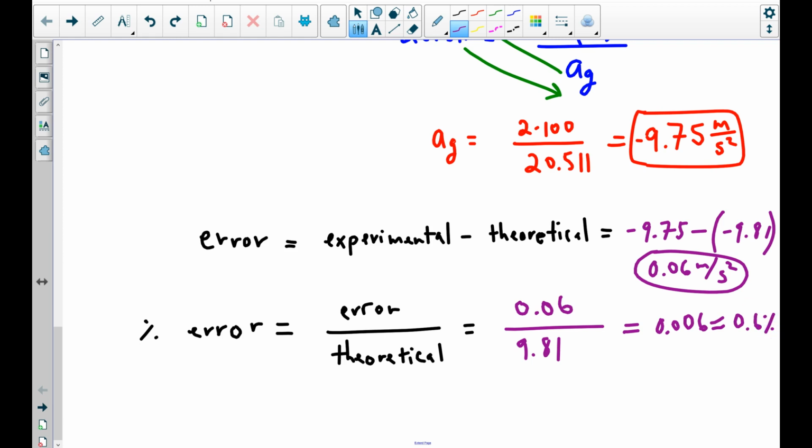That is really incredible. Wow. So we're finished, and this is how we conduct the projectile motion lab.